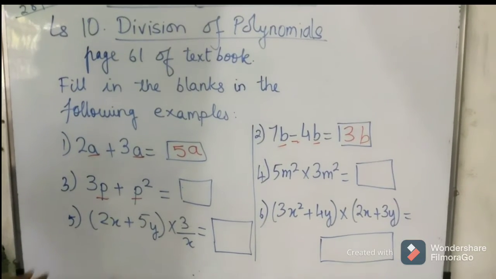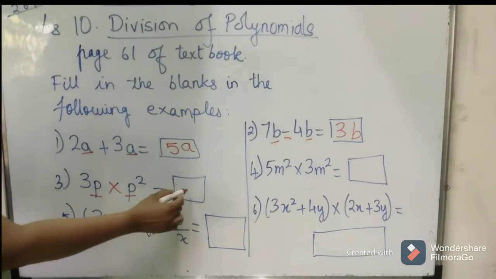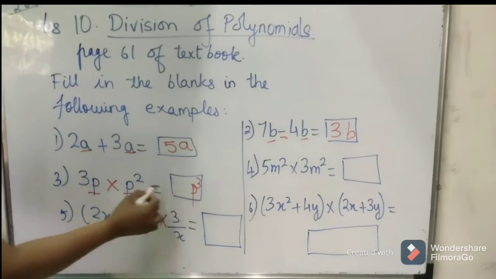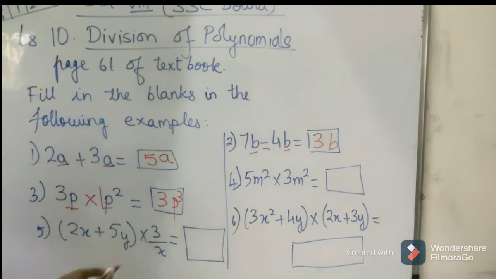Again the third sum, p and p square, right? So sorry, here there is a multiplication sign. So p into p square will give me p cube, and nothing is there means 1 is there. So we know 3 ones are 3.